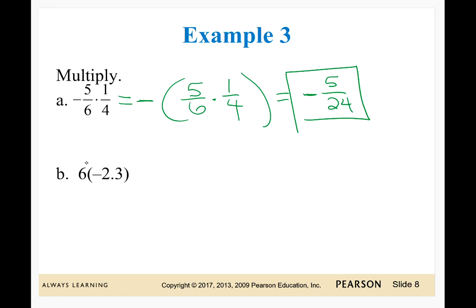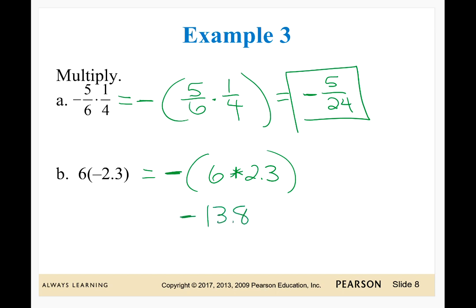All right, B, we have a positive times a negative, which means we're going to have a negative, right? We have different signs, and then you're going to multiply their absolute values. So we're going to multiply 6 times 2.3. In this case, please feel free to use your calculator. 6 times 2.3 is 13.8, so my answer is negative 13.8.